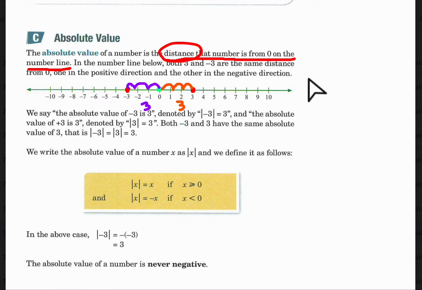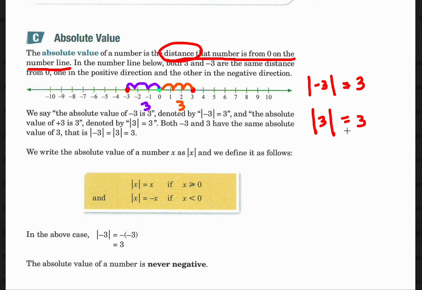We write the absolute value using these special long bars right here. Why? Because mathematicians are lazy. We don't like to write out the entire thing, the absolute value of negative 3. We just put the negative 3 inside these absolute value bars and we call it a day. And we just say, hey, everybody know that this is what we're talking about. Whenever you see these long bars around a number, it's basically we're asking you to find the absolute value.